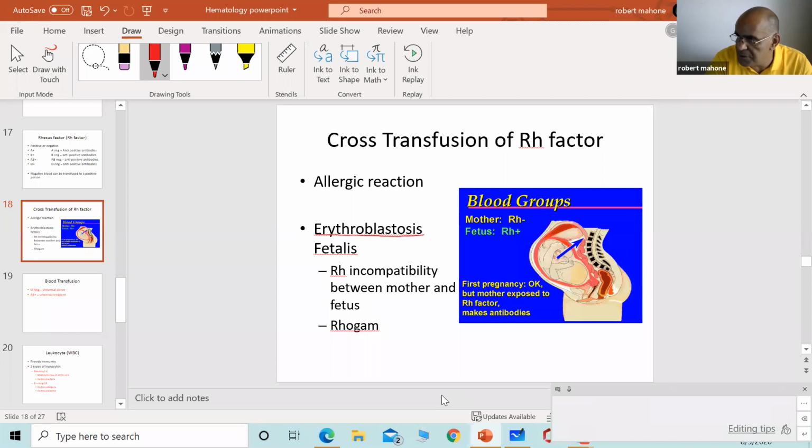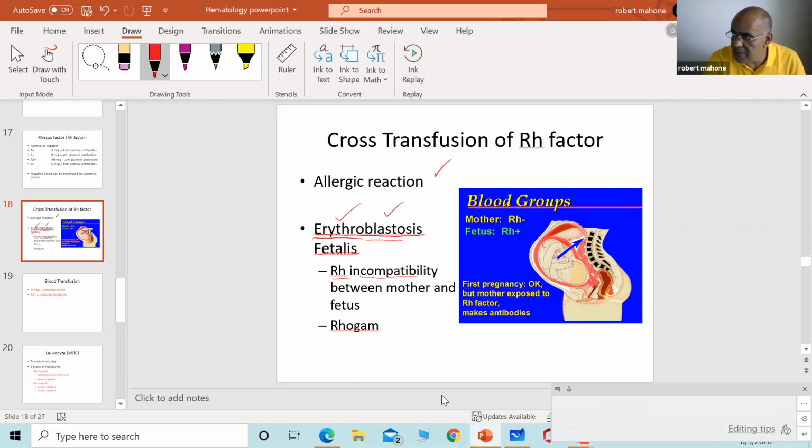Erythroblastosis fetalis. Erythro is red. Blasto is to produce, not to destroy, but to create. Erythroblastosis fetalis. The baby is creating red cells with a RH incompatibility. Erythroblastosis fetalis. RH incompatibility between the mother and the fetus. It's an allergic reaction. So see right here, first pregnancy, okay, but mother gets exposed to the RH factor and makes antibodies. So after that, it'll always be miscarries.